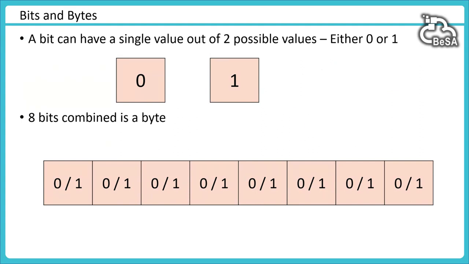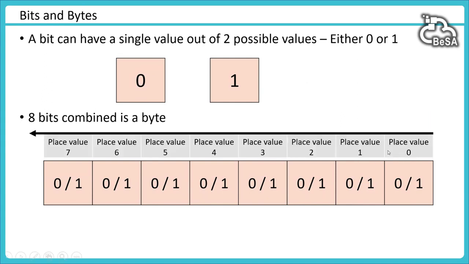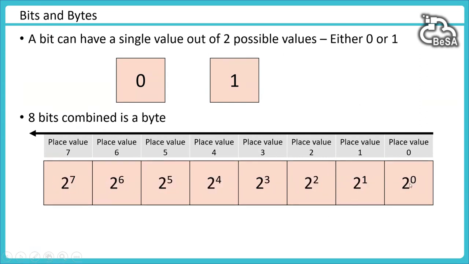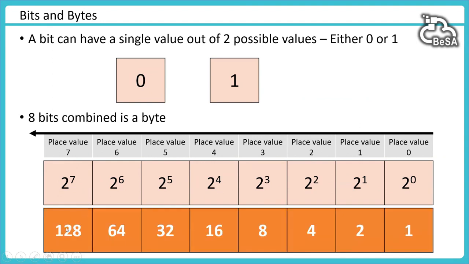In case of binary, the base is 2, so the value would be based on 2's power. So this is my place value, and here I would be having a value of 2 to the power 0, 1, 2, 3, 4, and up to 2 to the power 7 in 1 byte. And if you do the math here, this placeholder value will come out to be 128, 64, 32, 16, 8, 4, 2, 1. That will be total making up the actual digits.